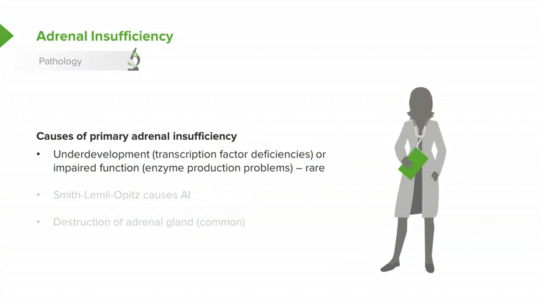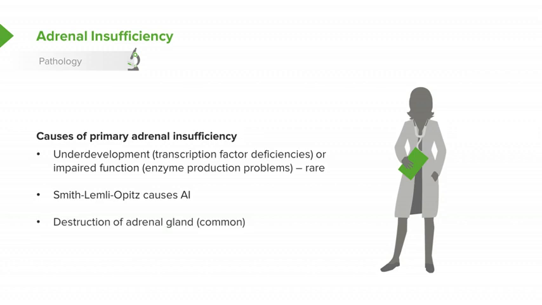So what are some causes of primary adrenal insufficiency? Well, rarely patients can have underdeveloped or impaired function of their adrenal glands. This can be from transcription factor deficiencies or enzyme production problems. One example of this would be Smith-Lemli-Opitz disease. This is a genetic syndrome where patients have a hard time making cortisol, and these patients can absolutely have adrenal insufficiency. They also have a host of other problems with kidneys, lungs, bones, you name it, but adrenal insufficiency is certainly part of the problem.